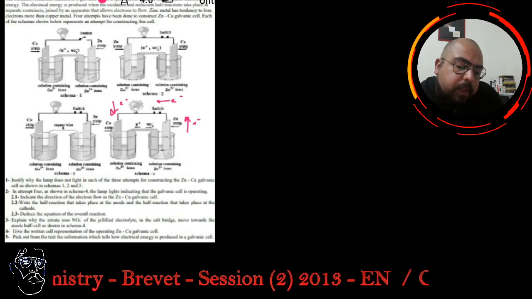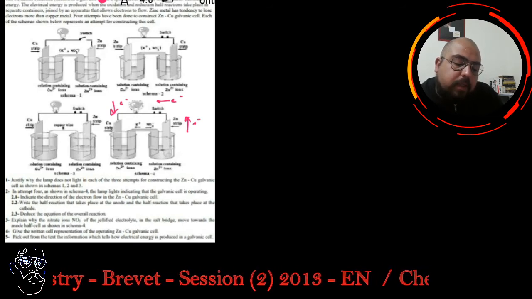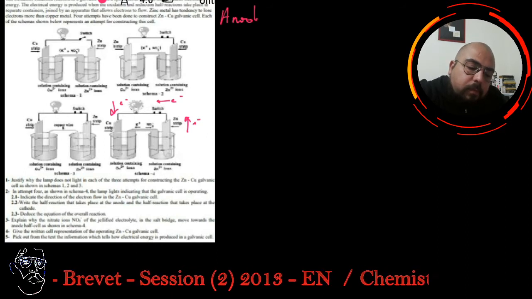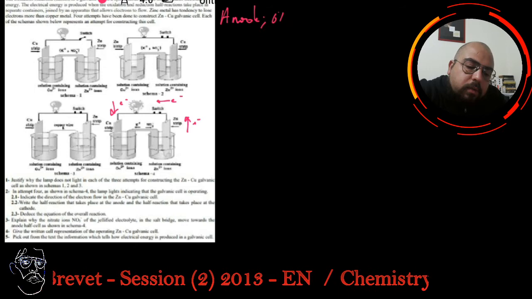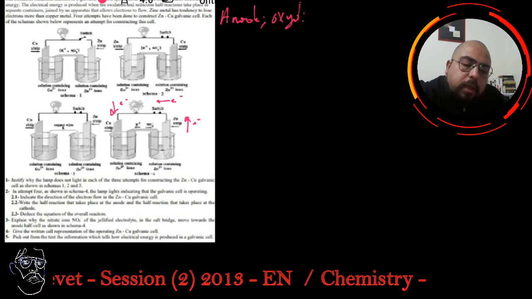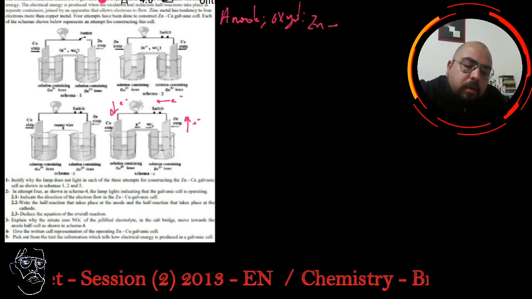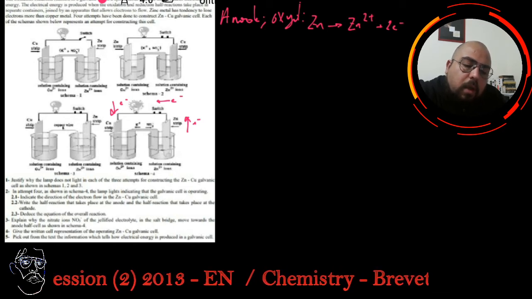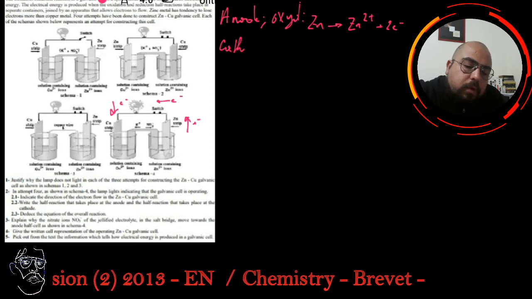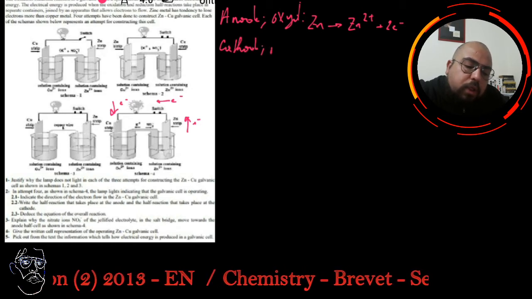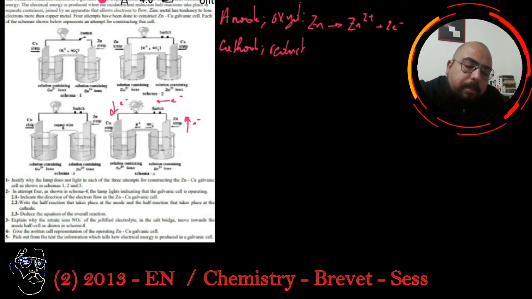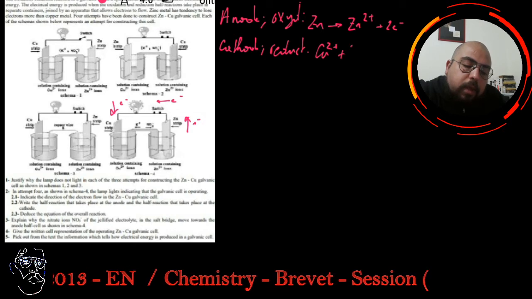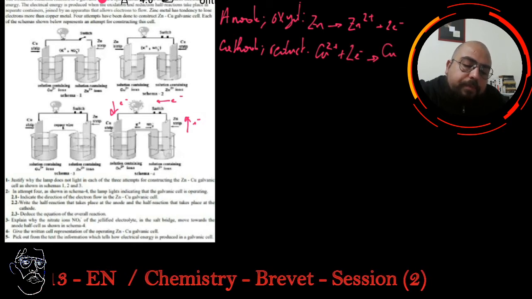Write the half reaction that takes place at the anode and the half reaction that takes place at the cathode. So at the anode we have an oxidation, which can be written as Zn gives you Zn2+ plus 2 electrons. As for the cathode, we have a reduction which is taking place, and in this case it's Cu2+ plus 2 electrons gives you Cu.